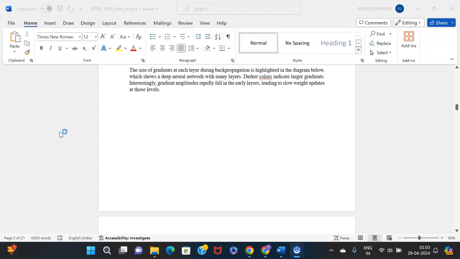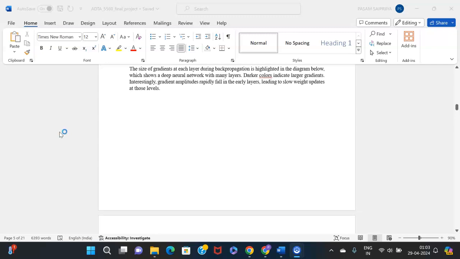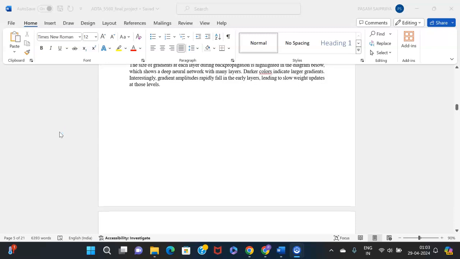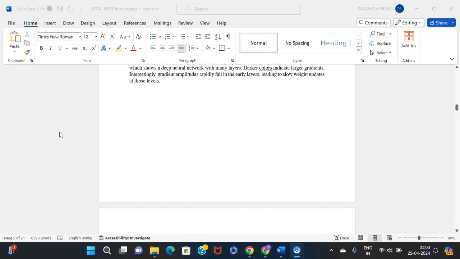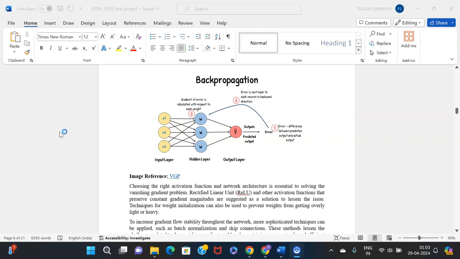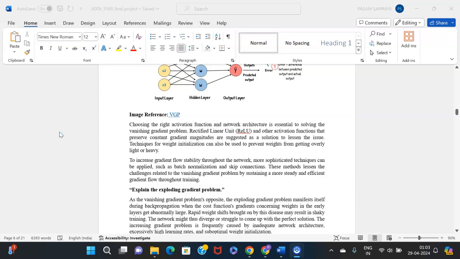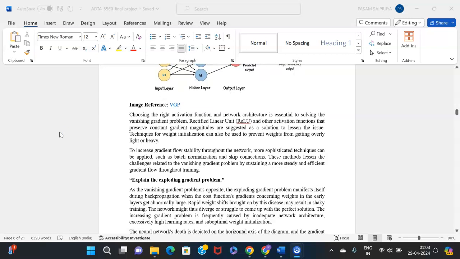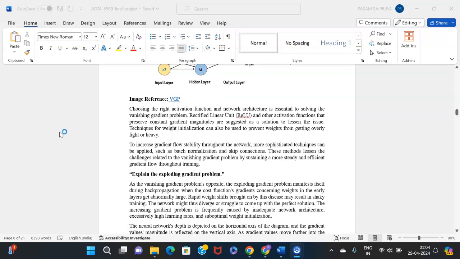Darker colors indicate larger gradients. Interestingly, gradient amplitudes rapidly fall in the early layers, leading to slow weight updates at those levels. This is the diagram of the backpropagation. Choosing the right activation function and network architecture is essential to solving the vanishing gradient problem. Rectified linear unit and other activation functions that preserve constant gradient magnitudes are suggested as a solution to lessen the issue.